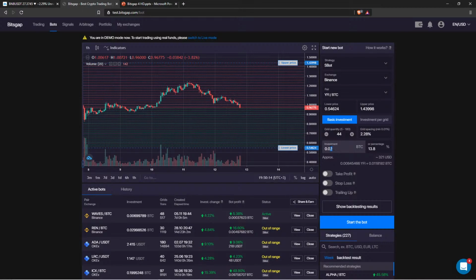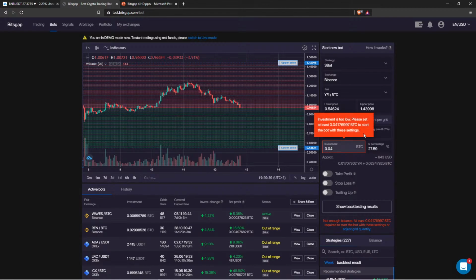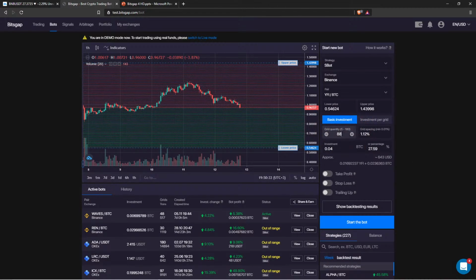The more investment you have, like the bigger the number, let's say 0.5, I can now have more grid levels. At some point there is going to be a restriction, so let's say 0.4. You see, I'm not able, but with 88 grid levels I can execute this trade. Start the bot.